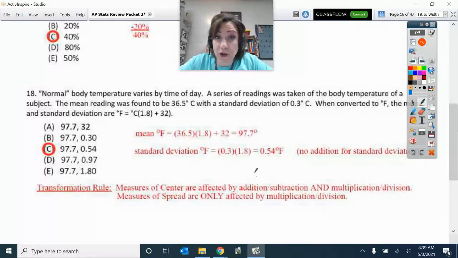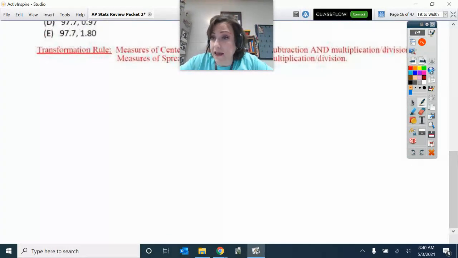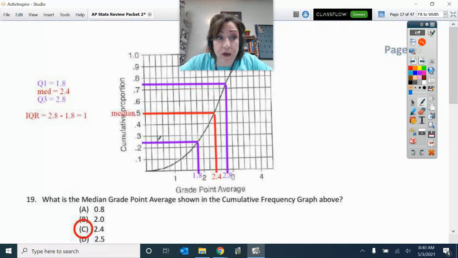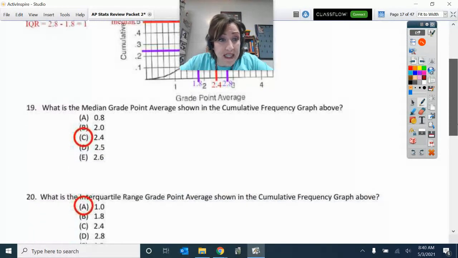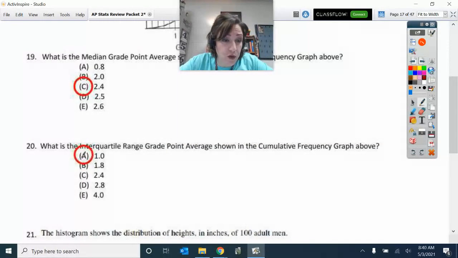And then here was a transformation problem, knowing that the mean is affected by the plus 32, but the standard deviation is not affected by the plus 32. And let's see here. Oh, this is a good one because, see, you can tell where the median is. You can tell where Q1 is located and Q3. That's the beauty of a cumulative frequency plot. You could even tell if there were outliers. But anyway, the median is there, 2.4. When I did the Q3 minus Q1, it is A.